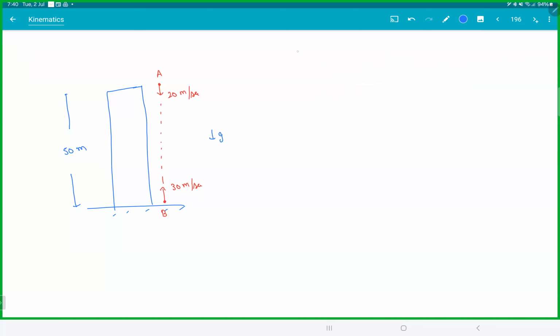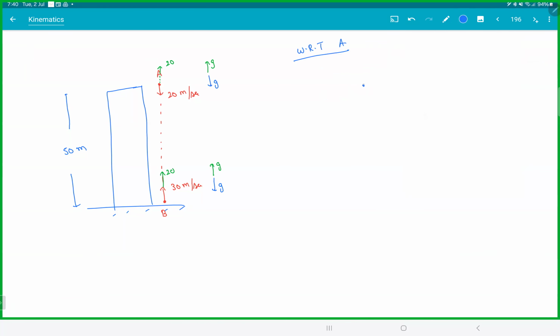So let's study with respect to A. A's acceleration is g, B's acceleration is also g. So I need to stop A, so I will subtract A's velocity. That means I'll add A's velocity, 20 up. I have to do the same thing here, I will add g up. I have to do the same thing here.